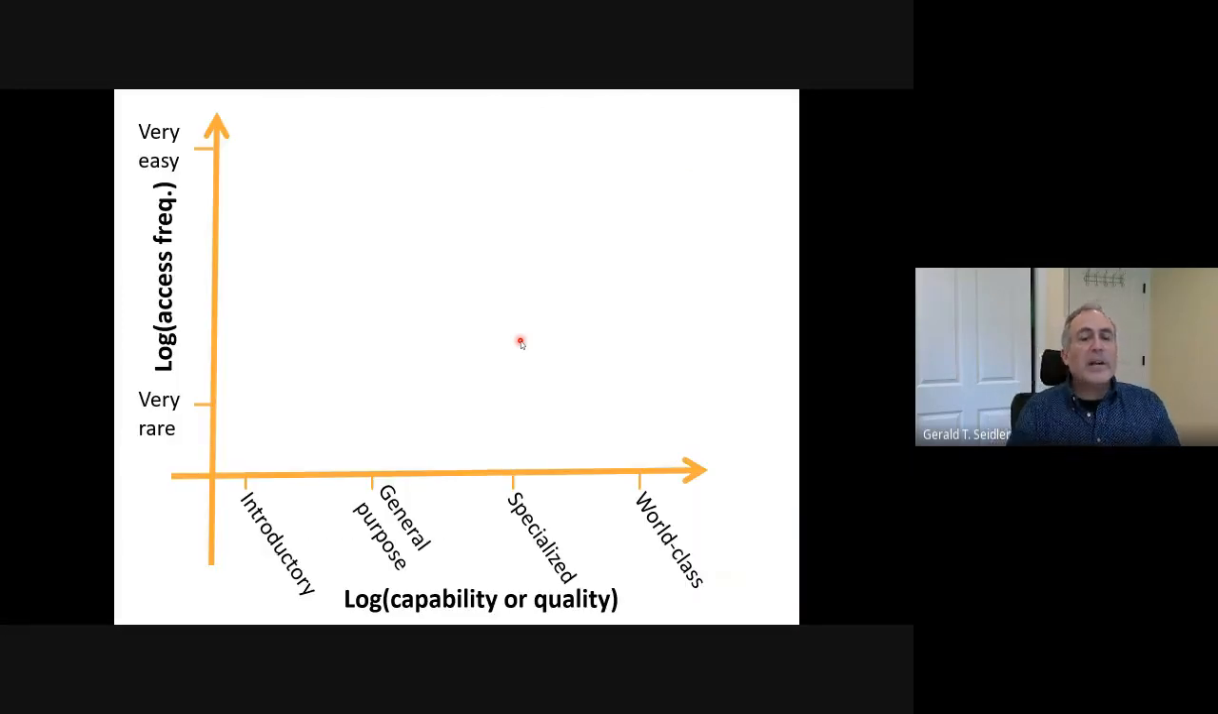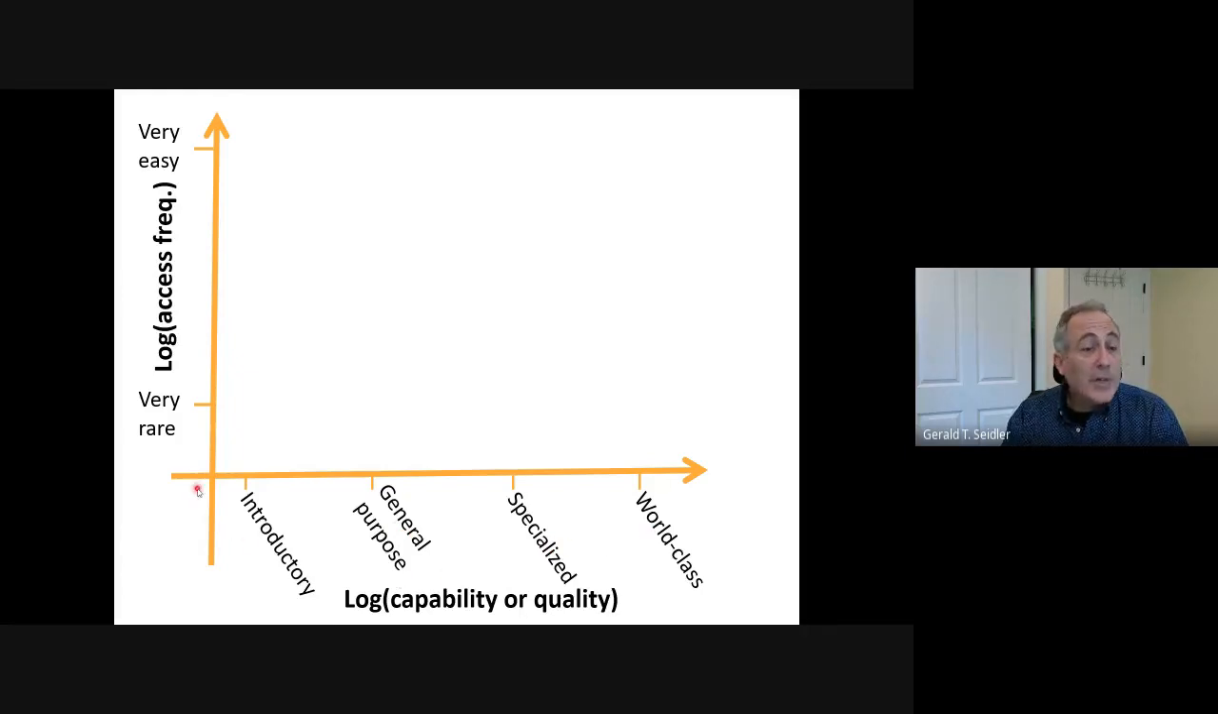All right, so what does that have to do with today's talk? So it's useful to think about instrumentation. Let's talk about tools in the sense of instrumentation on this kind of a plot, where the horizontal axis is a logarithmic scale of capability or quality, where general purpose is 10 times better than introductory in some important metric, specialized 10 times better than general purpose, and so on.